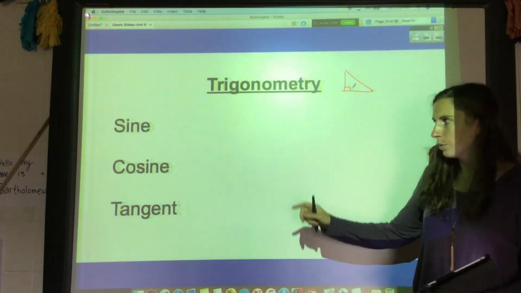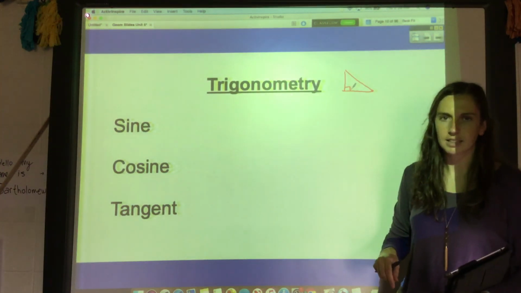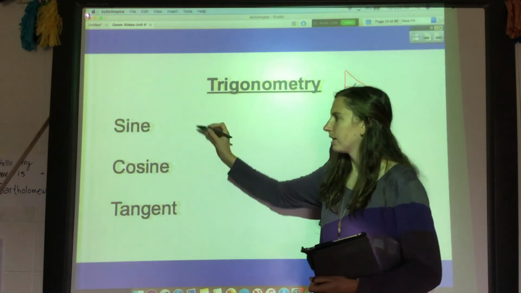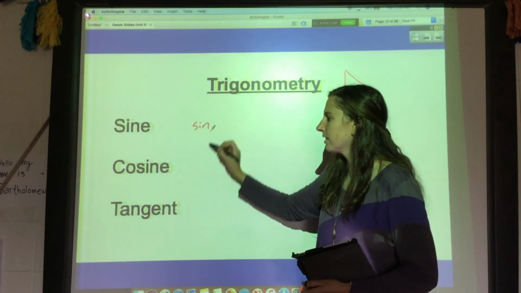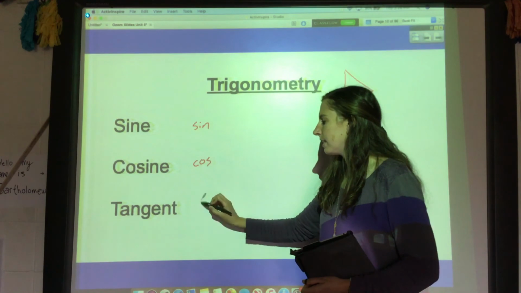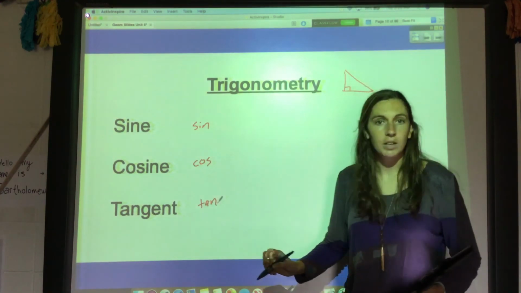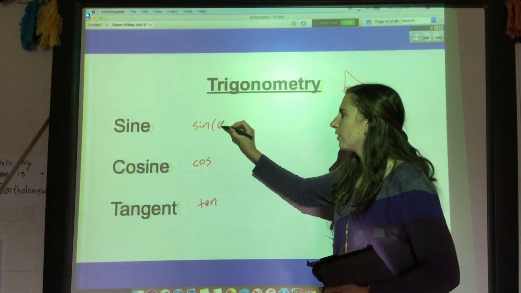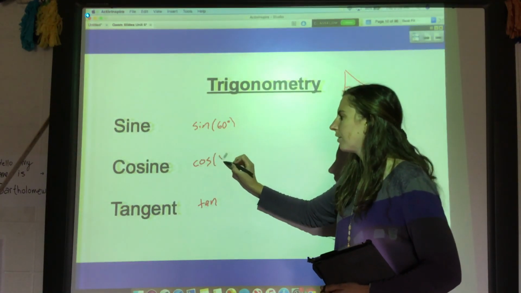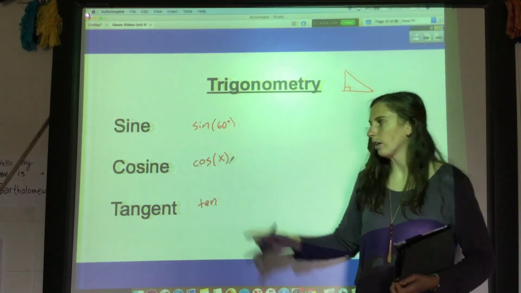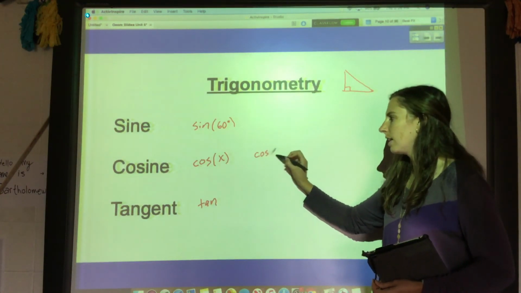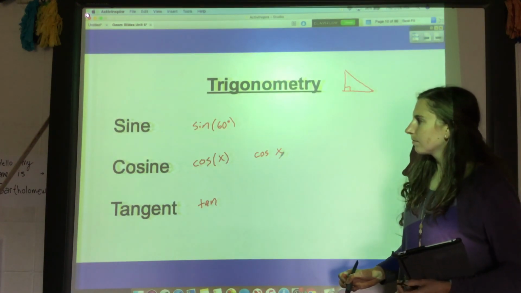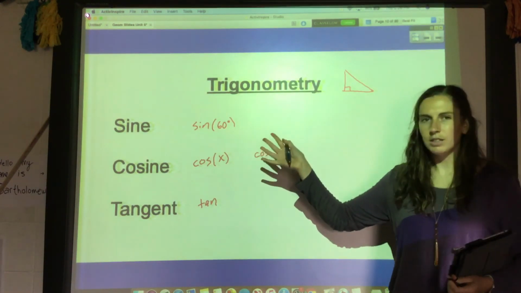so we've got these three words and you may recognize these from physics. We're going to explore what these mean. Sine, cosine, and tangent. Sine we typically abbreviate like this, cosine like this, and tangent like this. On their own, they don't mean anything. They have to apply to something. So you could say the sine of 60 degrees or the cosine of x. Sometimes we even write it without the parentheses, like cosine x. They're operations, they don't exist on their own.